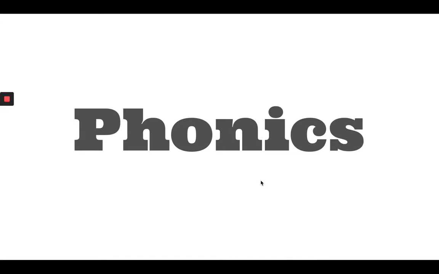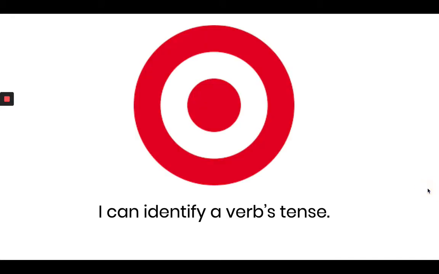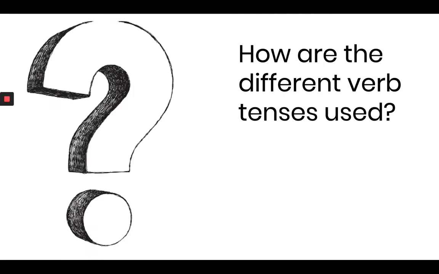Today in our phonics lesson, we are going to be talking about verb tense. Our objective today is I can identify a verb's tense. Keep this in your mind as we're going through our lesson today and as you're practicing on your own, that we're going to be talking about the verb's tense and what that means. Our essential question is, how are the different verb tenses used? And we're going to see that today as we look at some examples and as you practice on your own.